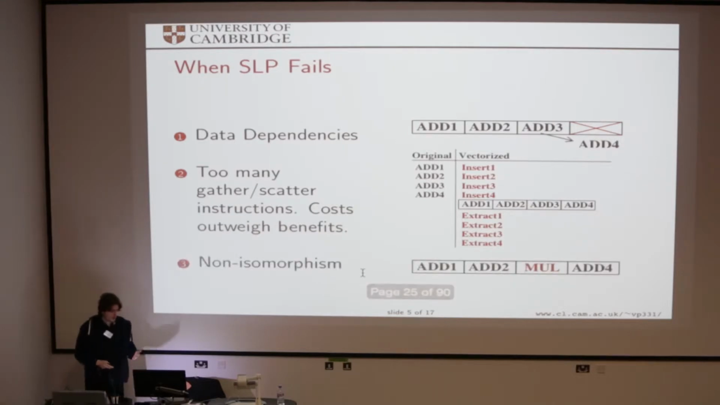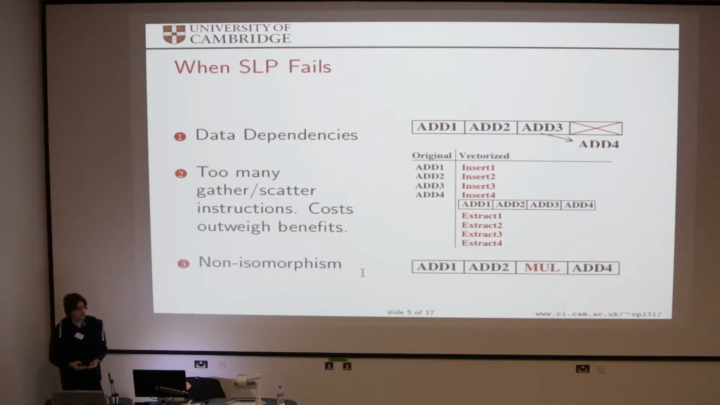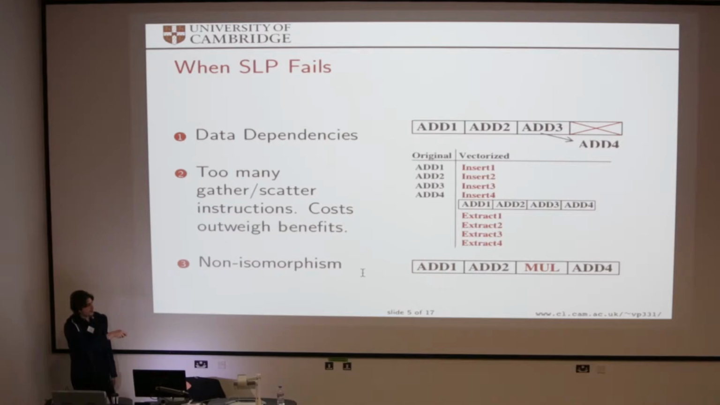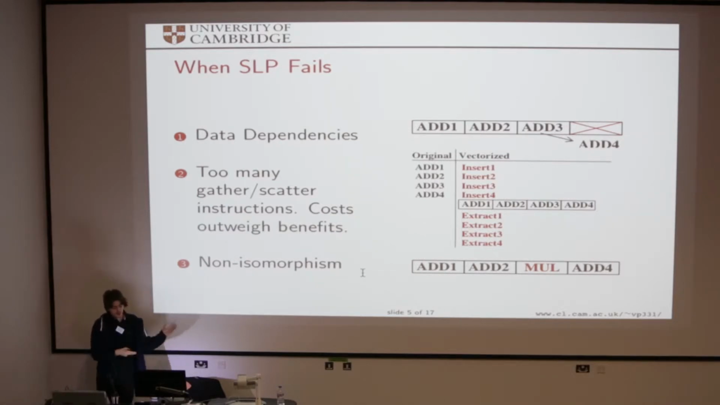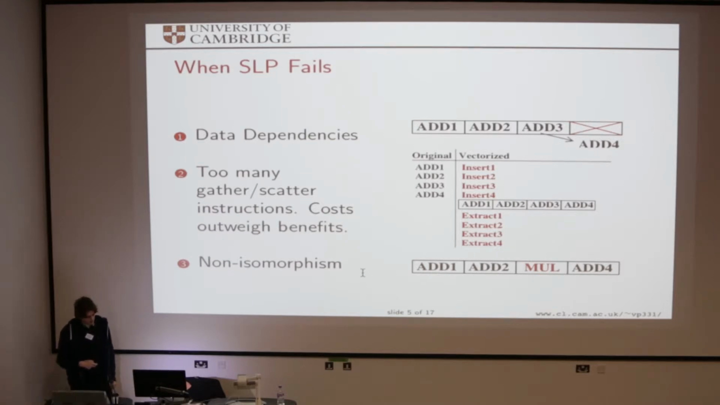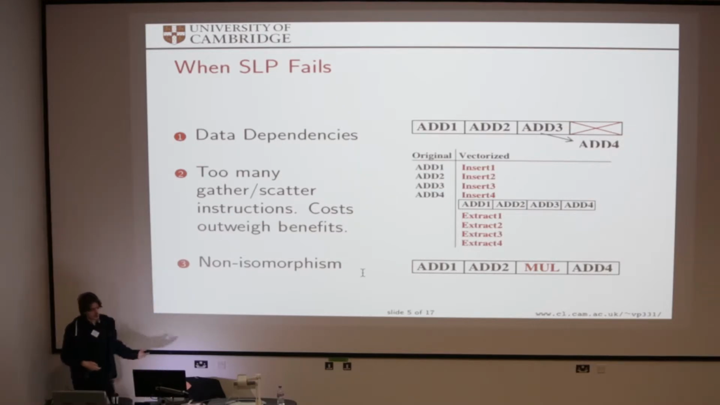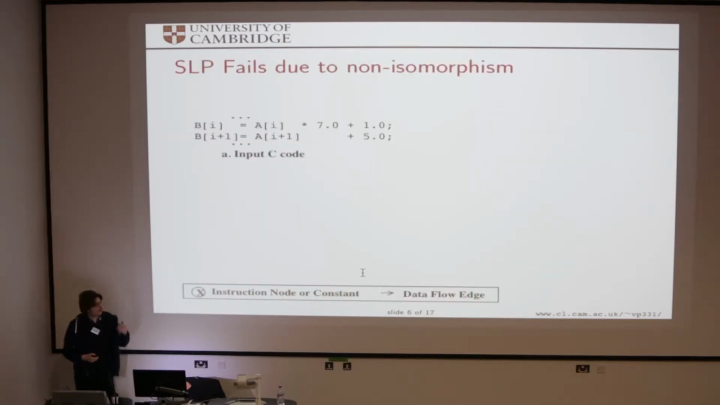And finally, if you have non-isomorphism, let's say we have 3 adds and 1 multiply, then there's no vector unit that can execute this kind of instruction. And therefore, in these cases, SLP fails. And this is exactly what we're trying to fix with PSLP. We're making sure that we pad the code with redundant instructions to make sure that no such thing happens in the compiler. Okay, so I'll give you an example.